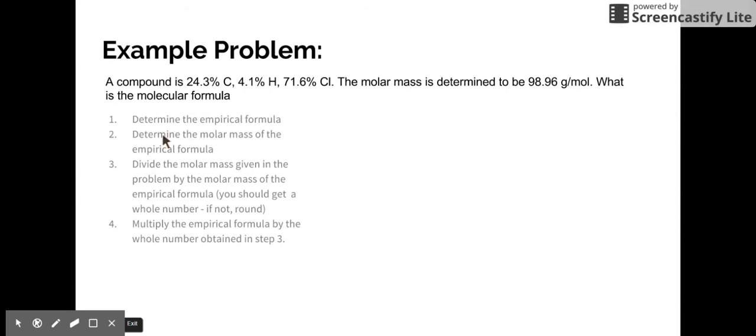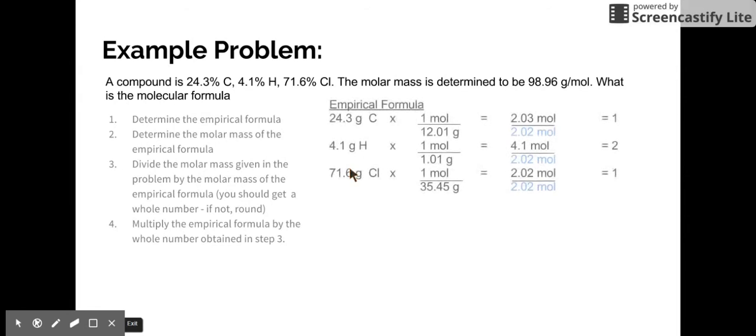So first, it says determine the empirical formula. Unfortunately, this problem makes us do a lot more work. We aren't given the empirical formula. We have to figure it out. We're given these percent compositions though, so that makes it a little bit easier. I'm going to take these percent compositions and follow the steps of figuring out the empirical formula. If you want to know those steps, those were in the last video.